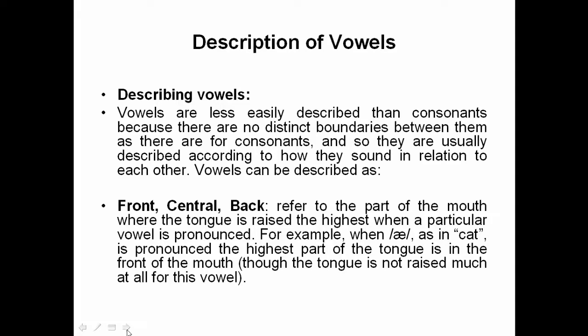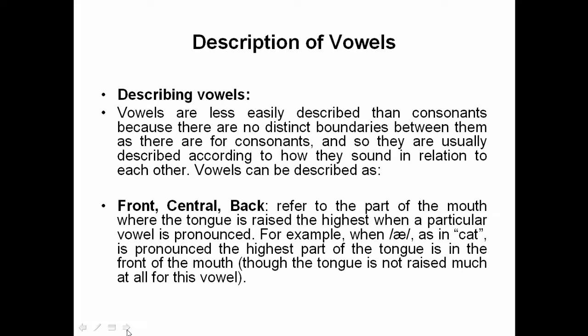It is just the mouth. Sometimes it is fully open, sometimes it is half open, sometimes it remains in a neutral position. So we don't have any distinct boundaries between them as there are for consonants, and so vowels are usually described according to how they sound in relation to each other. For example, if you compare a with e, that is complete mouth opening to almost neutral mouth opening. So vowels can be described as either front, central, or back.